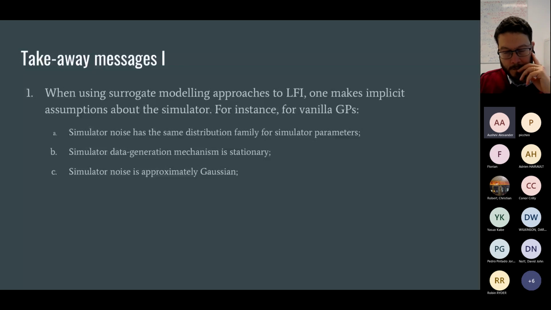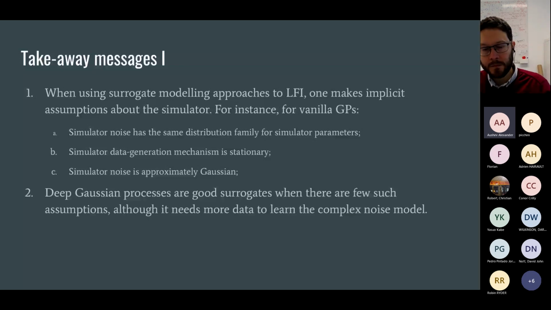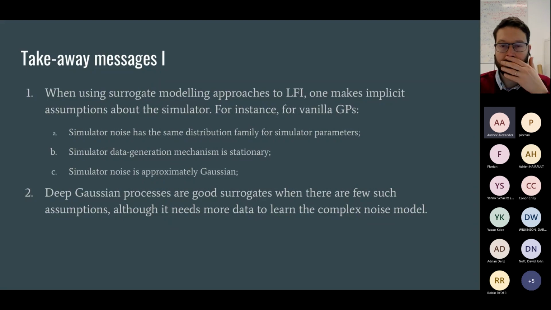If we don't have a lot of prior knowledge that we can incorporate in our inference algorithm, we can use deep Gaussian process, which makes fewer restrictive assumptions, but it comes at the cost that they require more data, and there is a risk of overfitting in case the simulator is quite simple and doesn't really need deep Gaussian process.